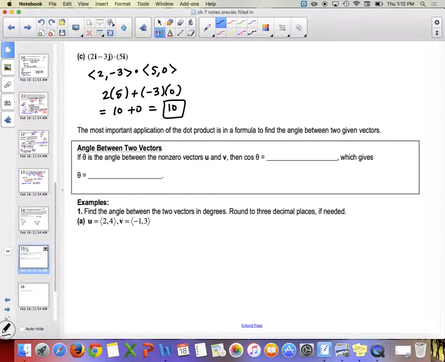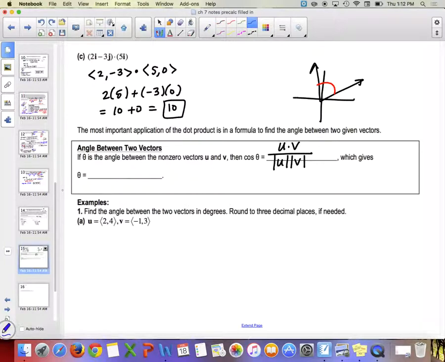Okay, so there are lots of uses for the dot product. The thing that we're going to talk about the most, though, is finding the angle between two vectors. So if you have a vector going in this direction and a vector going in this direction, and you want to find that angle, we can do that pretty easily. It's not too bad. So it says if theta is the angle between the non-zero vectors u and v, then cosine of theta is u dot v on top, divided by the magnitude of u and the magnitude of v.